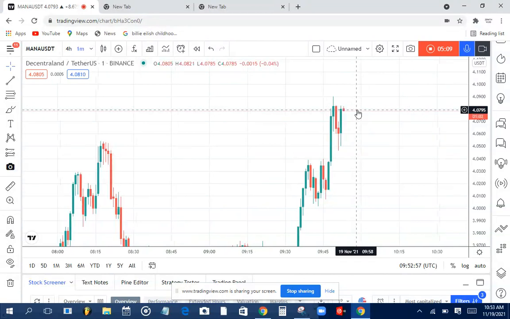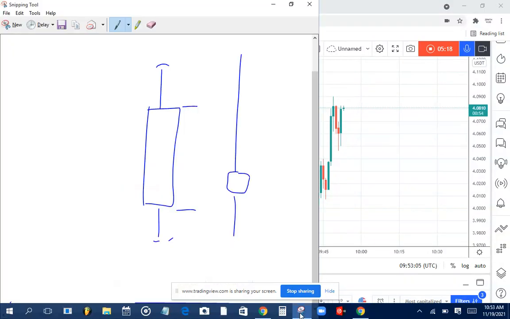Now at 10:53, we can see a new candle has opened. Now you cannot see where the candle opened. That was where the body stopped. So remember, this is the body. These are the wicks. The body shows you where the candle opens or closes.